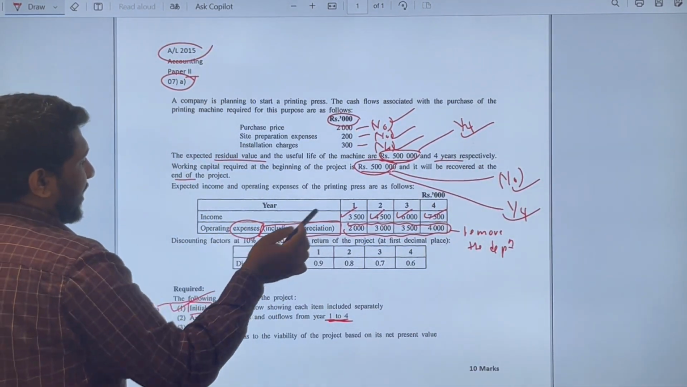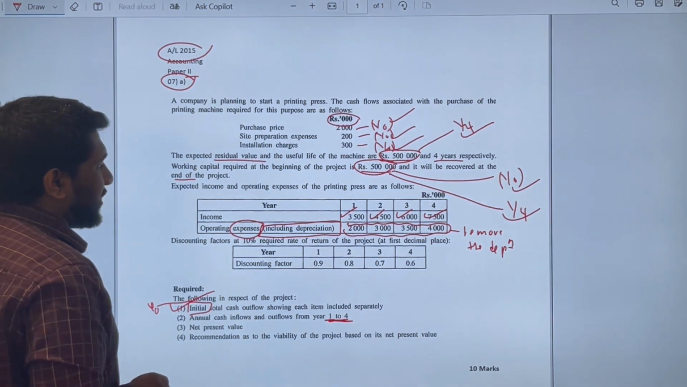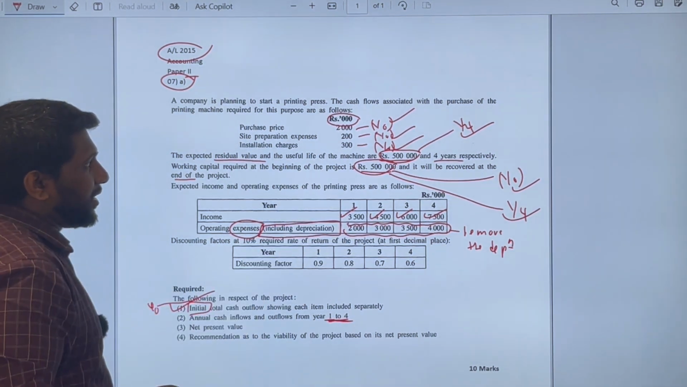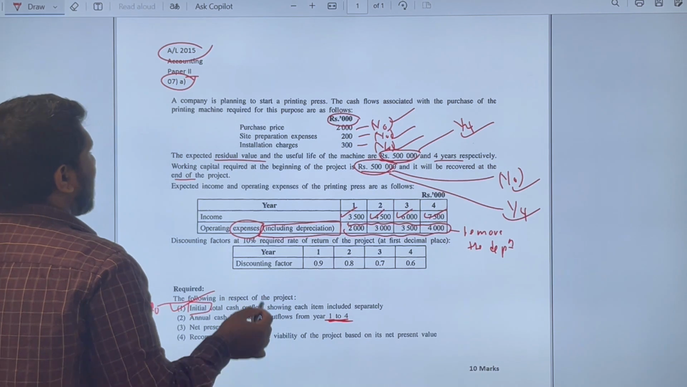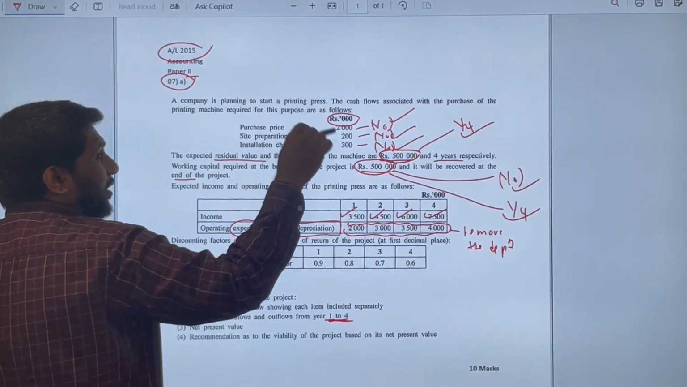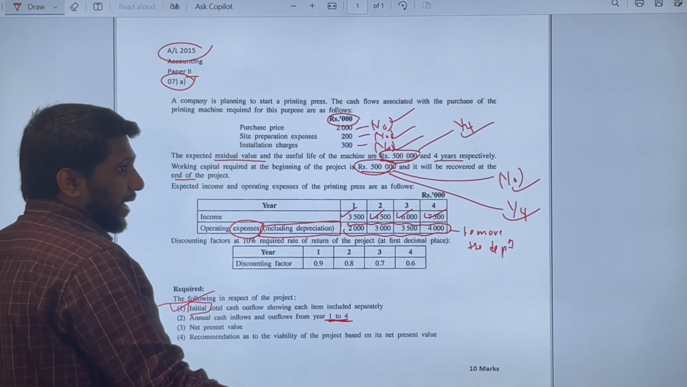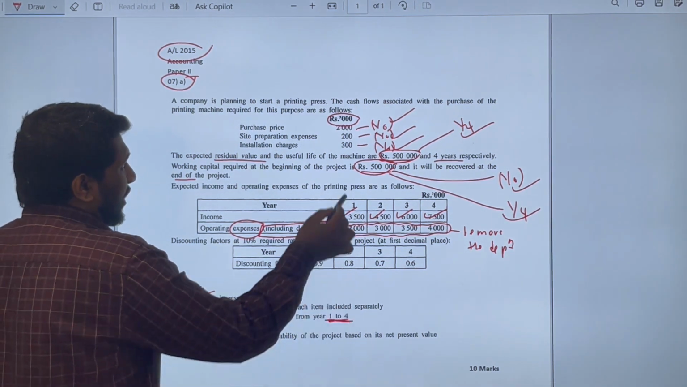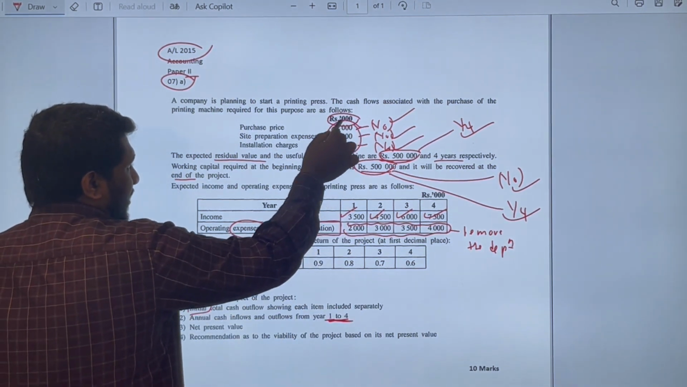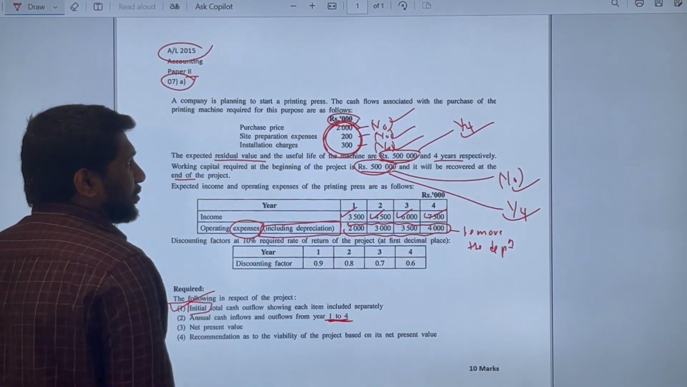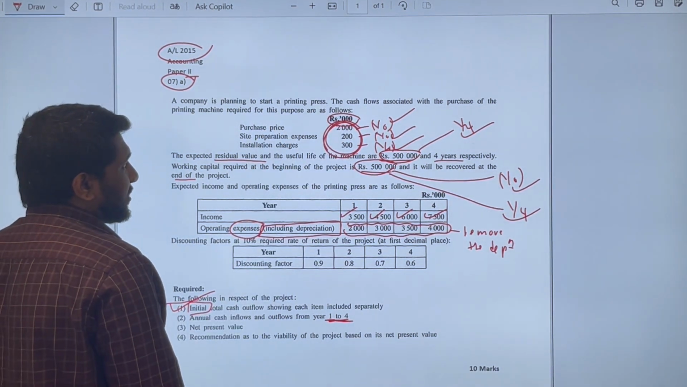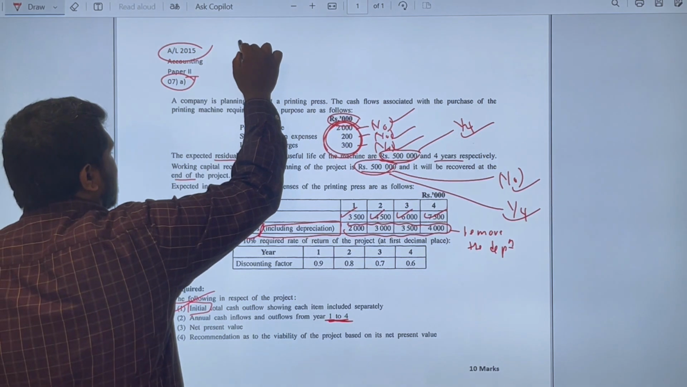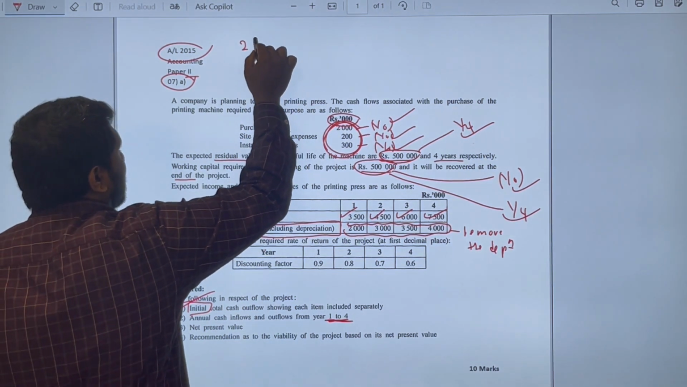Now we have to get the operating expenses. From these values we have to remove the depreciation. Then how to calculate the depreciation? Your cost of the asset minus the scrap value divided by the useful life. Here, the cost of the asset is the addition of these three: 2,000 plus 200 plus 300. That means 2,500.